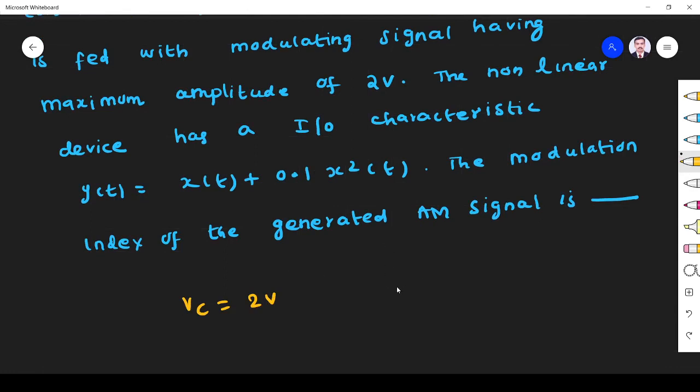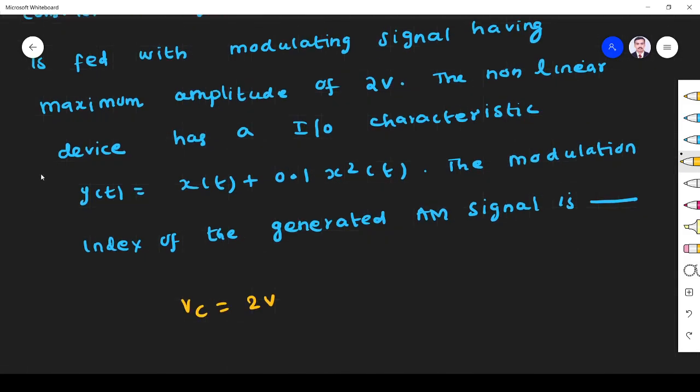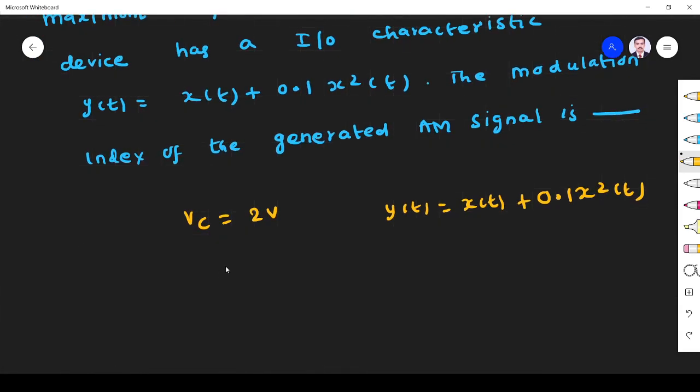y of t is the output of our square law device. It is like our x2 of t in our block diagram. So it is 0.1 x squared t. Right? So they are talking about modulation index. From the modulation index of the AM wave, they want it. So what is the formula for modulation index from the given?